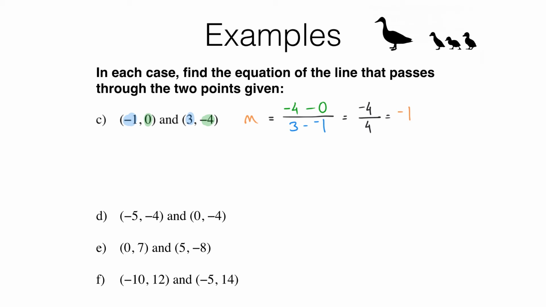Pause the video and see if you can complete the rest of this question. Here's one way you could have done it. I'm going to choose -1, 0 as my input for x1 and y1. That's because -1 and 0 seem slightly easier numbers to work with than 3 and -4. So my formula would look like this. Y minus 0 equals m, which is -1, lots of x minus x1, which is -1.